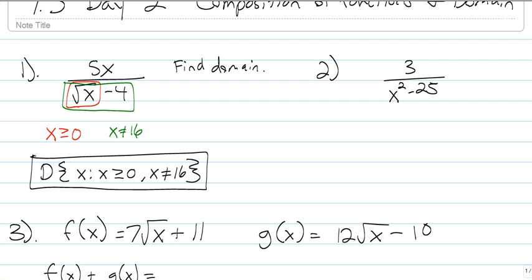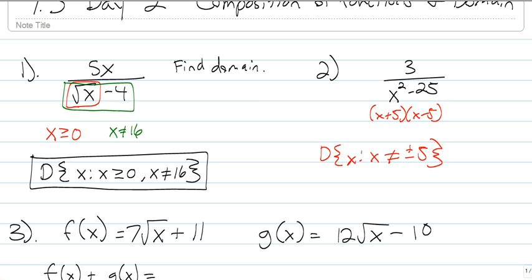This one you probably could just look at it and tell me. If you factor that, you get x plus 5 times x minus 5. So the domain is all x values, where x cannot be plus or minus 5. That's an oldie but a goodie. So you guys should be good with that one.